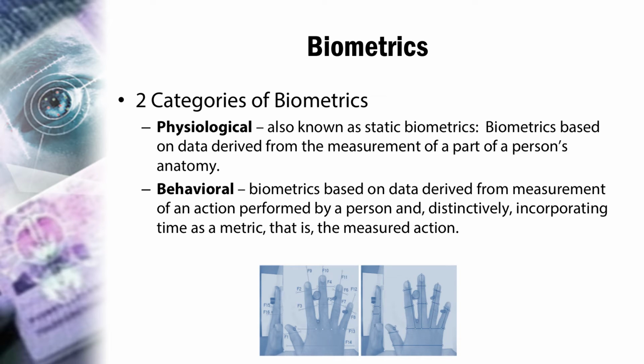There are two categories of biometrics: psychological and behavioral. Psychological biometrics are also known as static biometrics. This is based on data derived from the measurement of a part of a person's anatomy. The second category, behavioral, are biometrics based on data derived from measurement of an action performed by a person, and distinctively incorporating time as a metric, which is a measured action.